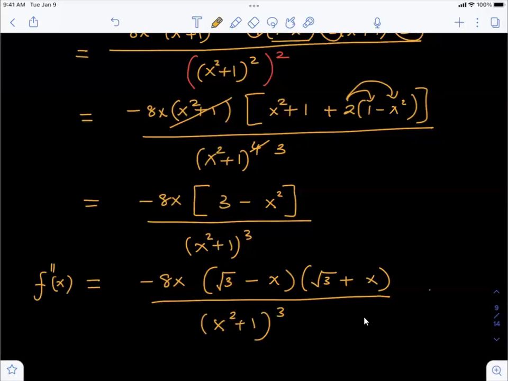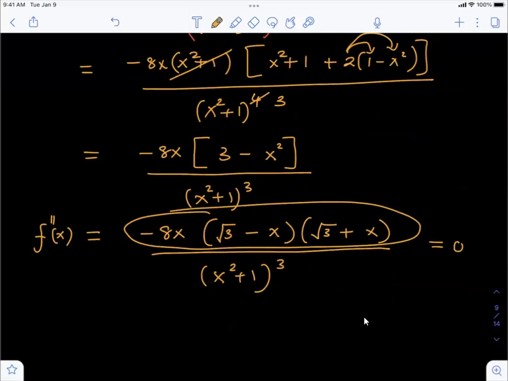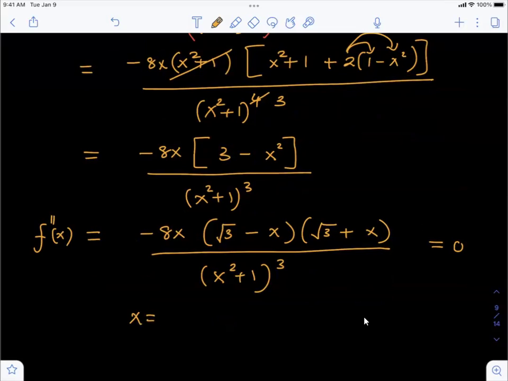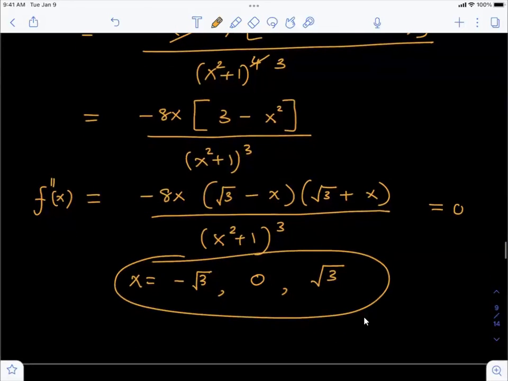Now, at this point, if you set this to 0, you can see all the zeros are coming from the top, as we mentioned earlier, from the numerator. And those zeros are going to be x equals negative root 3. And then from this component, you're going to get 0 and positive root 3. These are the possible points or values of x for points of inflection.